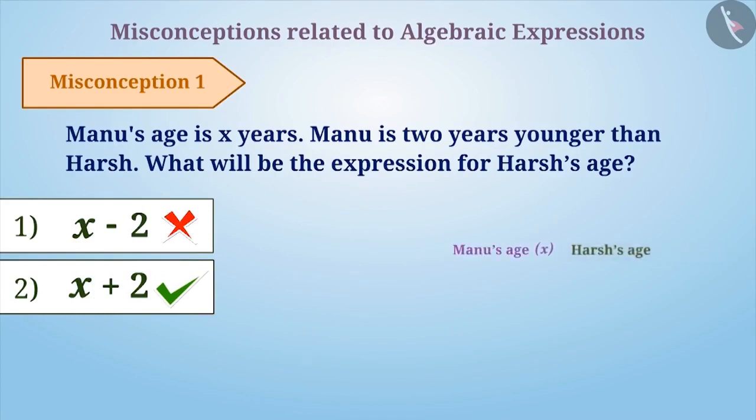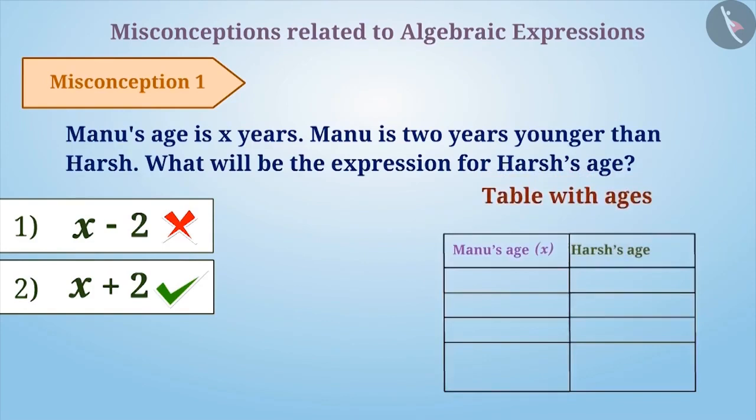Here, you can create a table for the age of Manu and the age of Harsh. Harsh will be 3 years old when Manu is 1 year old. Harsh will be 4 years old when Manu is 2 years old. And similarly, the table can be extended. By identifying the relationship between numbers, it can be concluded that Harsh's age is 2 years more than Manu's age. So the correct answer to the given question is x plus 2.